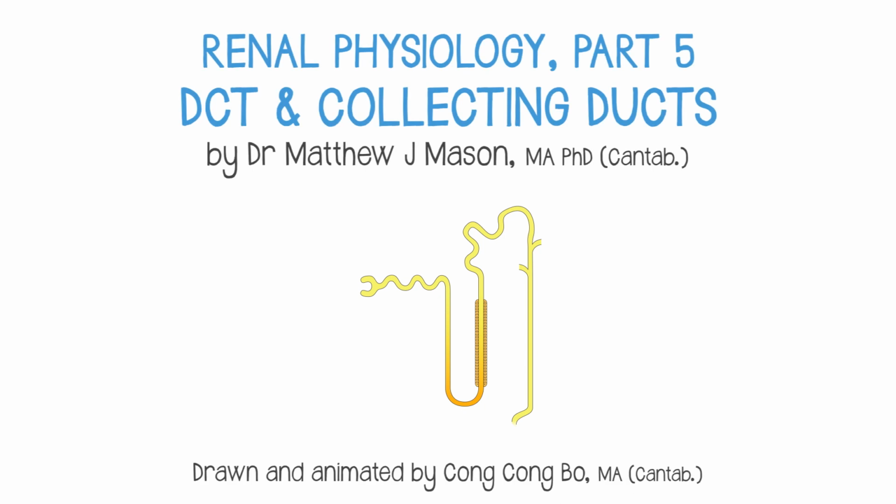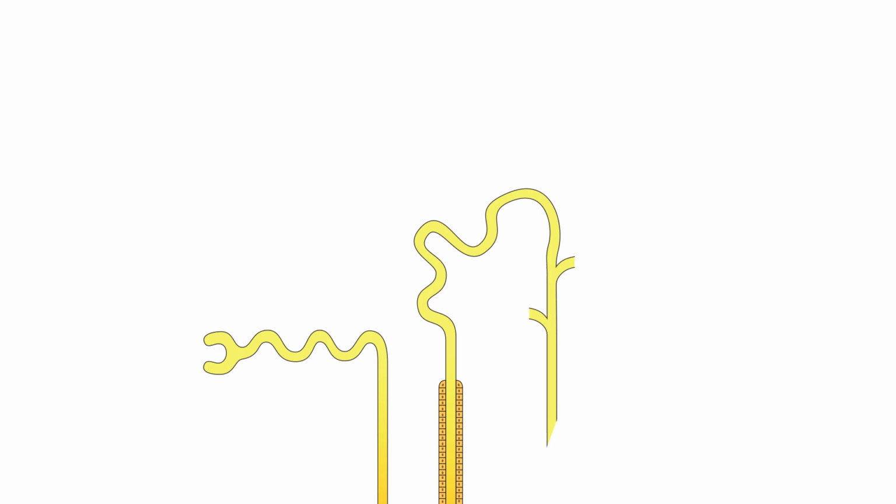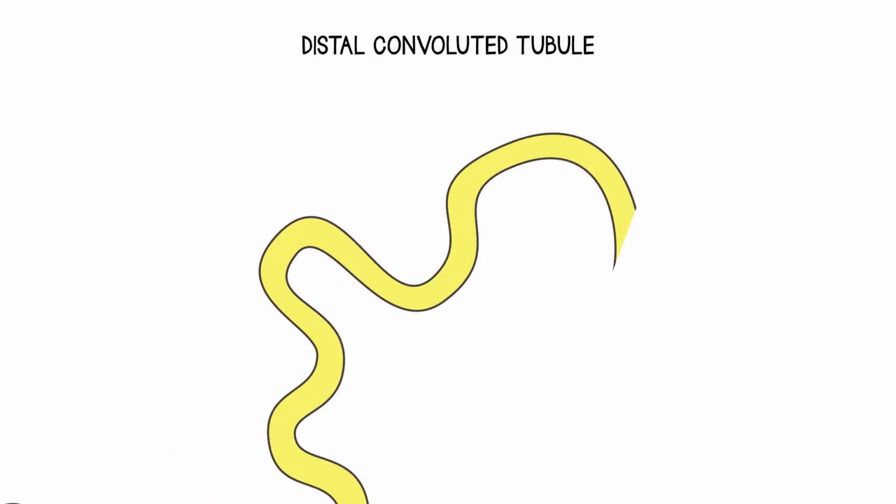After we've moved out of the ascending limb of the loop of Henle, we get into the distal tubule. The distal tubule is used to reabsorb salt, although large quantities of salt are not really reabsorbed here, because most of the sodium chloride that you're going to reabsorb, you've already reabsorbed in the proximal convoluted tubule and in the loop of Henle.